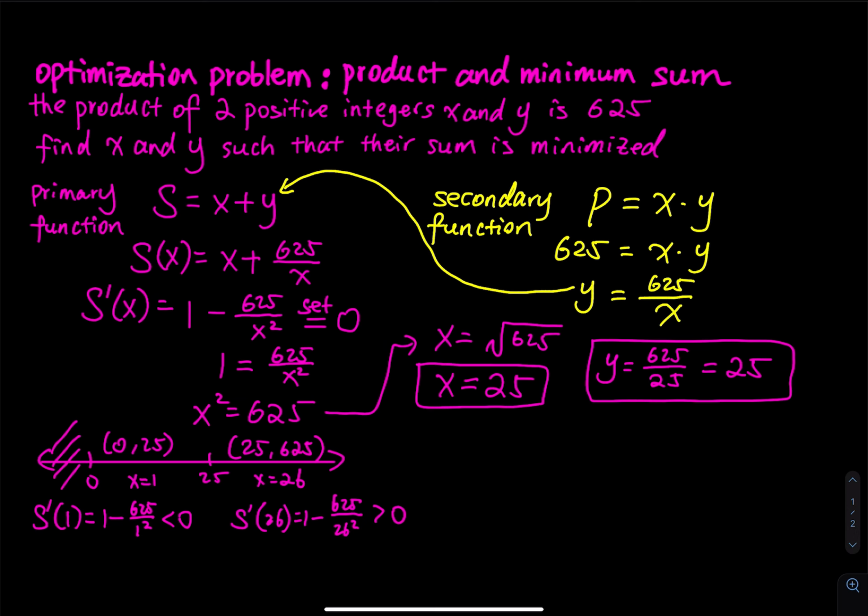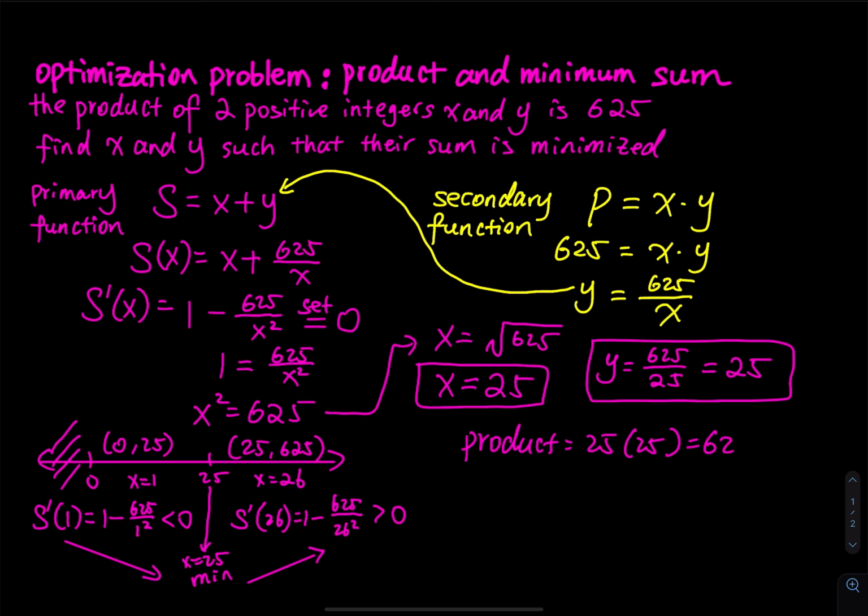Okay, so what do we see here? First derivative less than 0, the function is decreasing, right? And then first derivative greater than 0, the function is increasing. So we have decrease and then increase, such that x equals 25 is a minimum. So we just proved that when x equals 25, there is a minimum. And then what else do we write? So we have x equals 25, y equals 25. So the product is equal to 25 times 25, which is equal to 625.